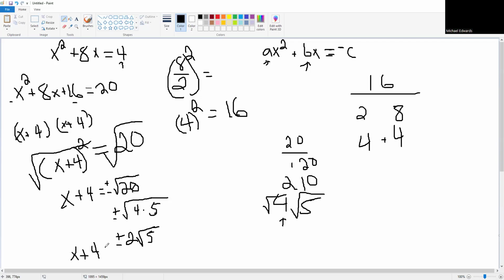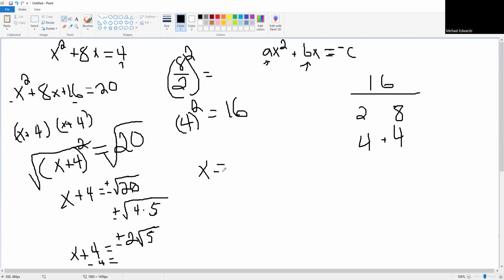X plus 4 equals. Okay, so we need to solve this to get x by itself. And I think I've run myself out of space for some reason. Okay, here we go. So x plus 4, we need to move the 4 over, and that will be rewritten as x equals minus 4 plus or minus 2 square root of 5.